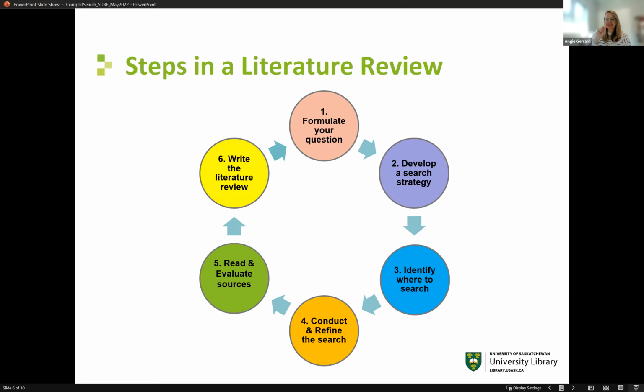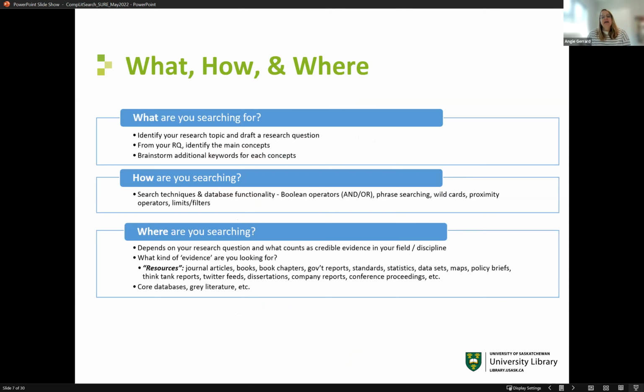And there should be so many little mini arrows within each of those, because it is very much iterative and sometimes those arrows might go backwards, where you think you're done your search and then you actually have to go back and identify other places to search because there may be issues with your original search strategy.